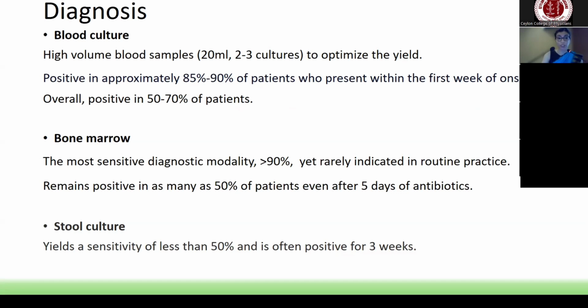Bone marrow culture is the most sensitive diagnostic modality, sensitive in around 90% of patients, yet rarely indicated in routine practice. It remains positive in as many as 50% of patients, even after 5 days of antibiotics. Stool culture has a sensitivity of less than 50% and is often positive from 3 weeks on.